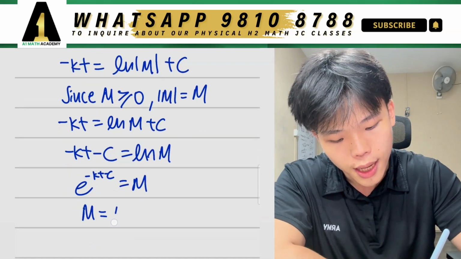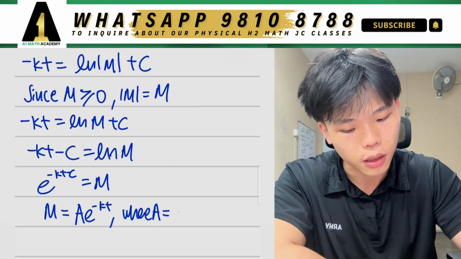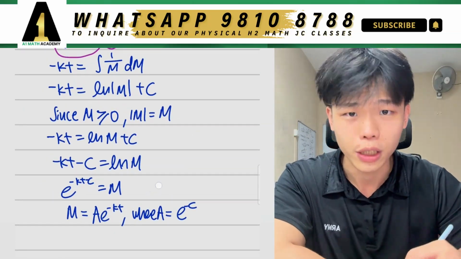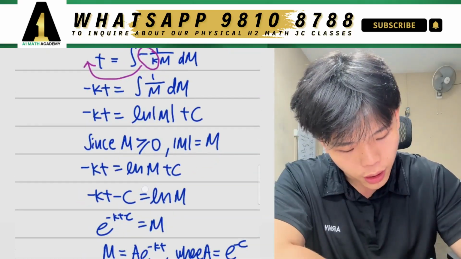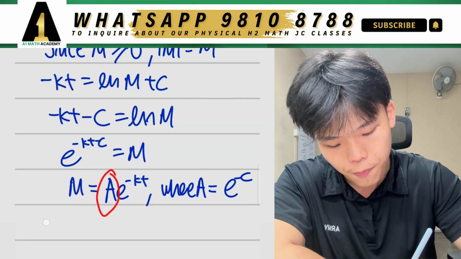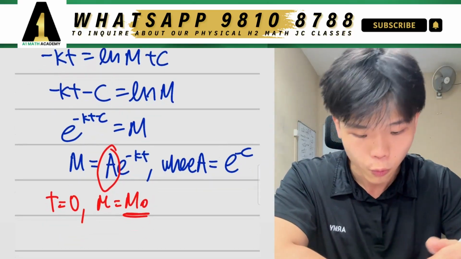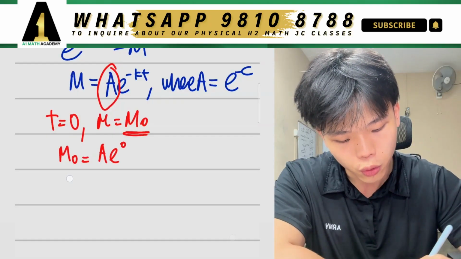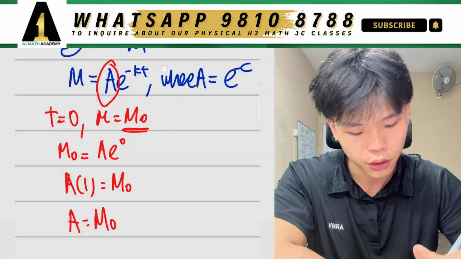So m equals a e to the power of minus kt over here, where a is just a representative of e to the minus c, so that we don't have to keep writing e to the minus c all the way. So this is our equation here, and our job now is to find the value of k. To find the value of k, we must first find out what's the value of a. Recall at the start of the question, we know that when t is 0, m is m0, where m0 is just some specific value. So we can sub this in, and we get m0 is a e to the power of 0. So a times 1 gives me m0, and therefore a is just m0.